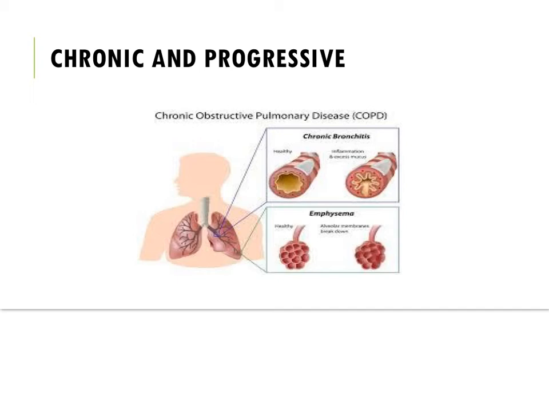As this progresses, then we also have what we call decreased ciliary action, which means that the patient then is unable to clear the secretions as they should, and then this sets the patients up for repeated respiratory infections. Also, patient can develop what we call emphysema.